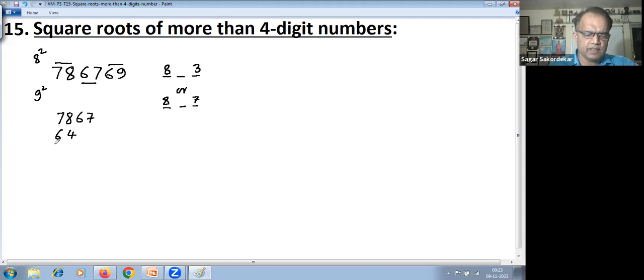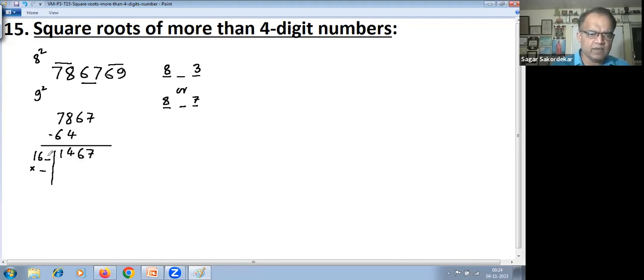So if you subtract this from the first group, 8 minus 4 is 4, 7 minus 6 is 1, and then continue: write the other two digits, the other group's digits. And now, as you know, you have to find, sorry, first take double of 8. Double of 8 is 16, and you have to find a number here such that when you multiply it with the same number here, you get an answer near to this but less than this. So this you'll have to do by trial and error.